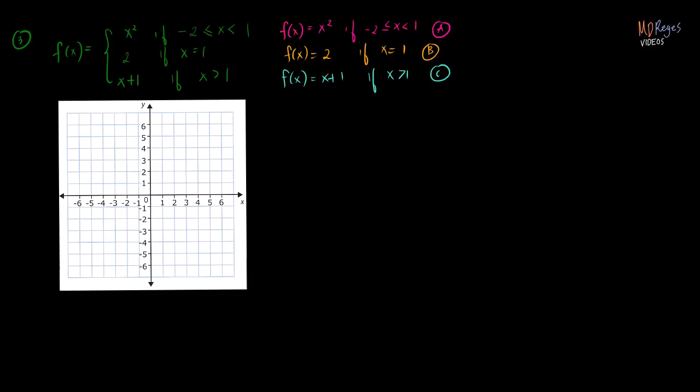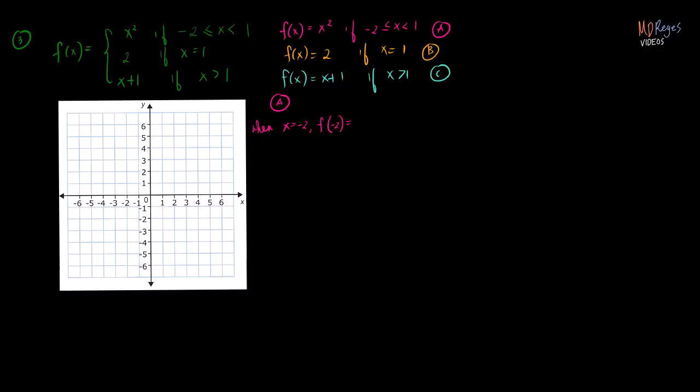Alright, let's sketch the three graphs separately. We'll start with function a. As you may be well aware by now, function a will give us a parabola, just a portion of the parabola opening upward with vertex at the origin. Knowing that, it will be easier for us to graph the function. So let's take the value of the function when x is equal to the endpoints of the interval. When x is equal to negative 2, what is the value of the function a?